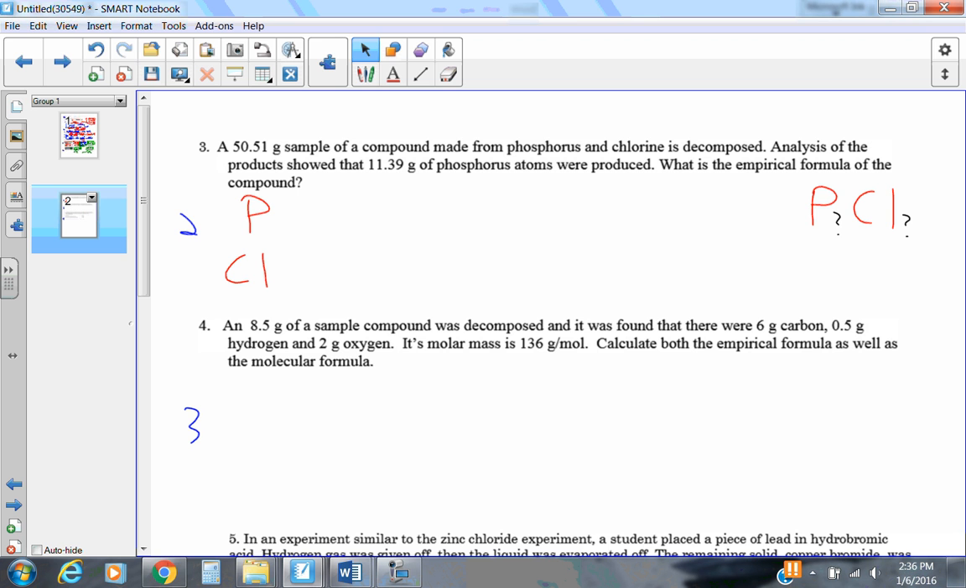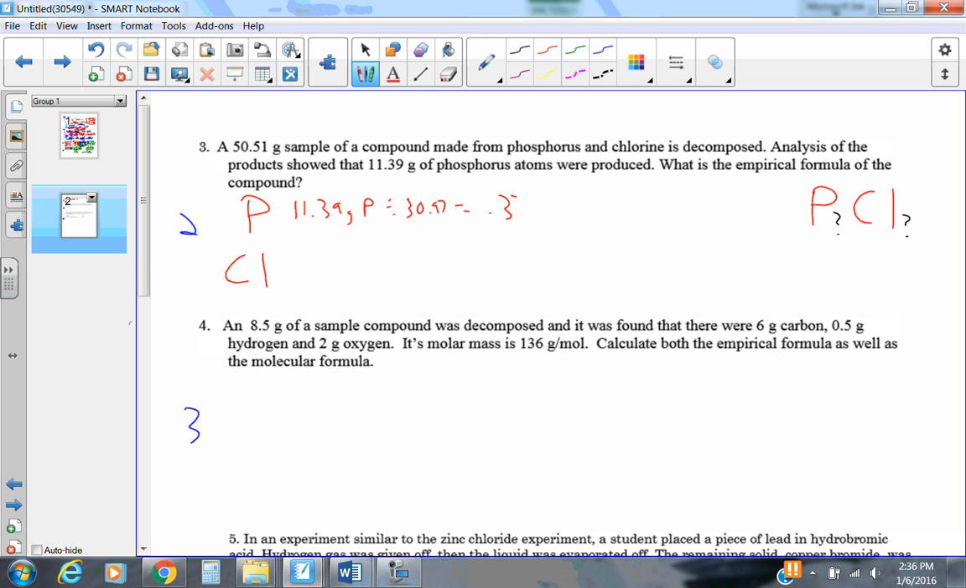For instance, they tell us that there was 11.39 grams of P. And looking on my periodic table, phosphorus is 30.97 grams per mole. When I divide that out, it looks like I have 0.37 moles of P. For those of you who rounded real fast, you're not going to see the right ratios.